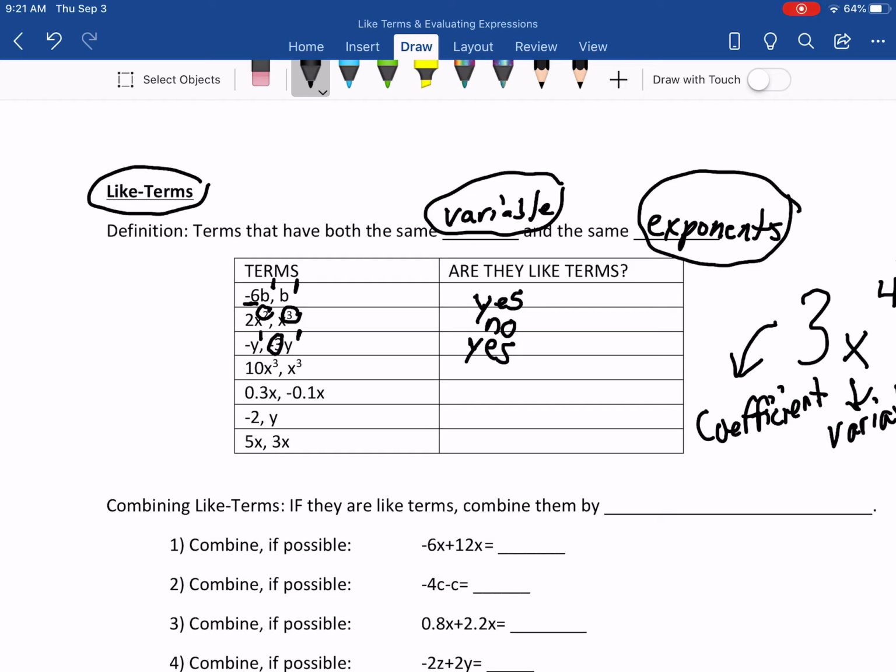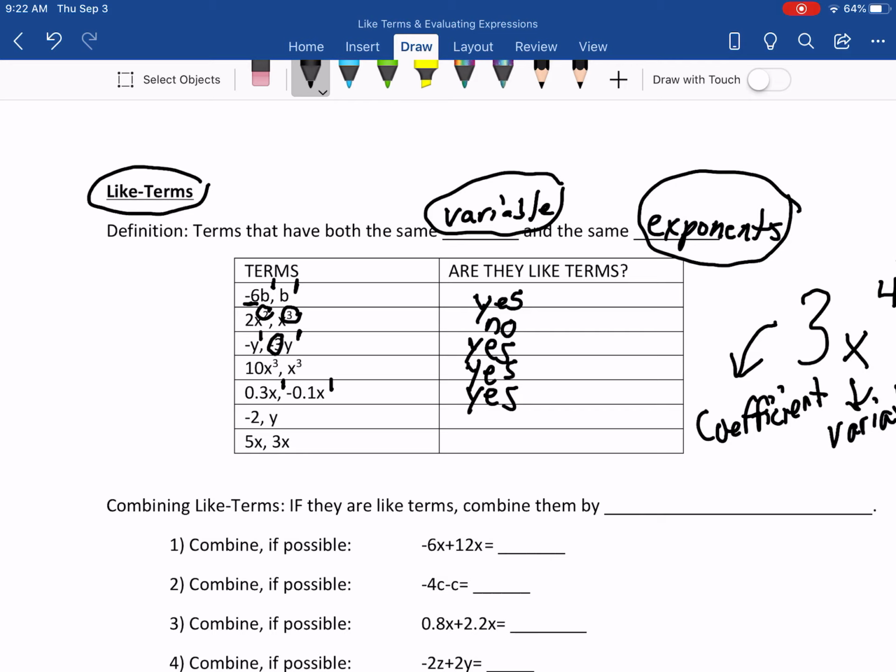Okay, next, 10x to the third and x to the third. Same variable? Yeah, x. Same exponent? Yes, they both have exponents of 3, or cubed. So yes, they're like terms. Next one, decimals, but that doesn't matter. Do they have the same variables? Yeah, x and x. Do they have the same exponents? Yes, remember the ones up here. So they are like terms.